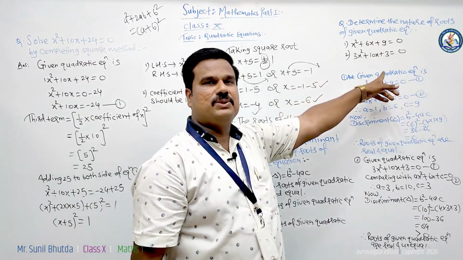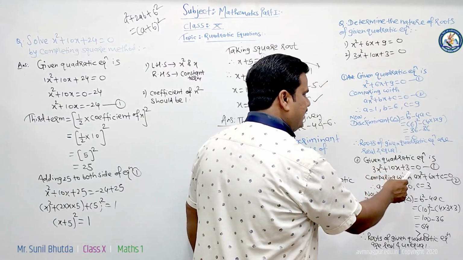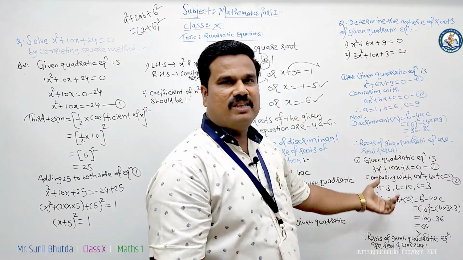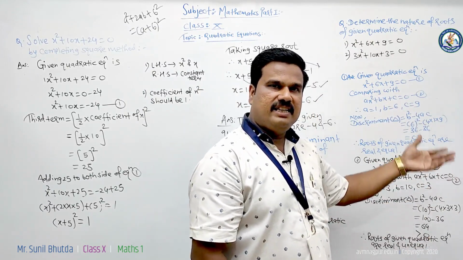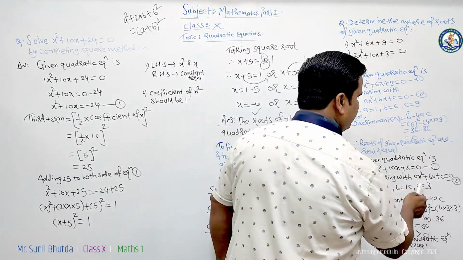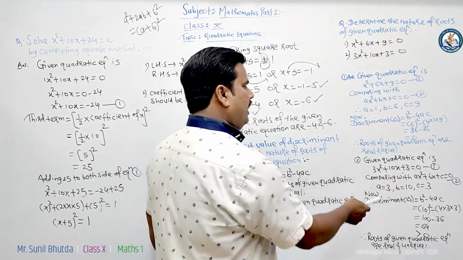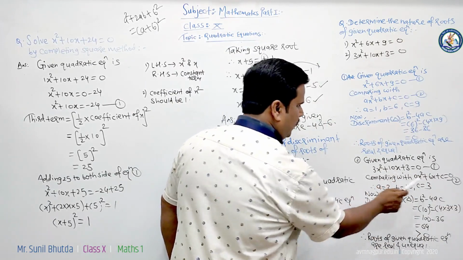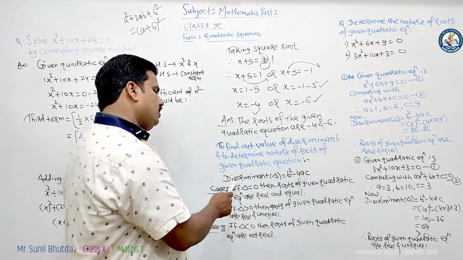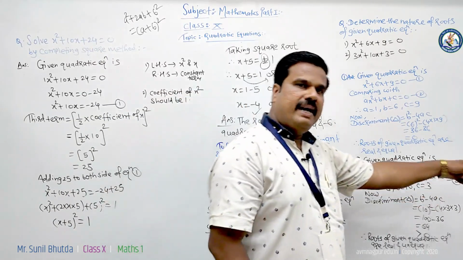See example number 2. Given quadratic equation is 3x square plus 10x plus 3 equal to 0. Let this be our equation number 1. And given quadratic equation is already in standard form. Therefore, we will compare the given quadratic equation with our standard form. On comparing given quadratic equation with our standard form, I will get a equal to plus 3, b equal to plus 10 and c equal to plus 3. Now I will find out value of discriminant by using the formula b square minus 4ac.